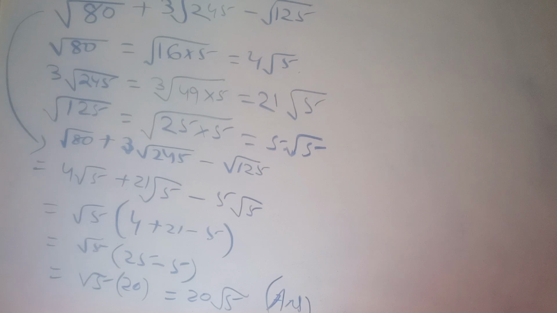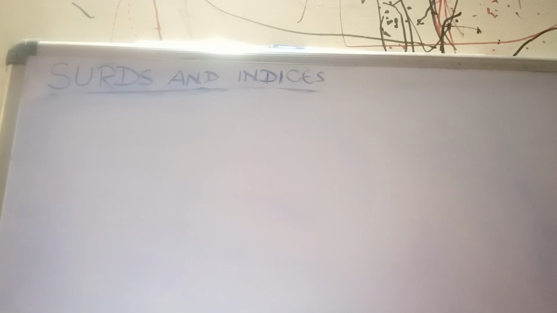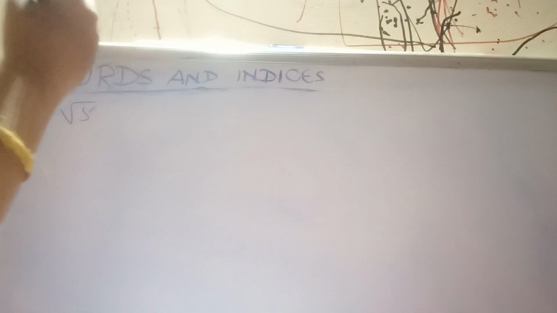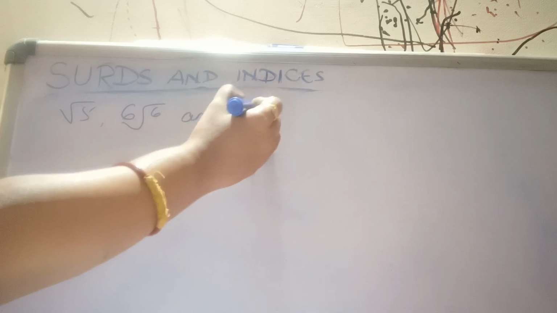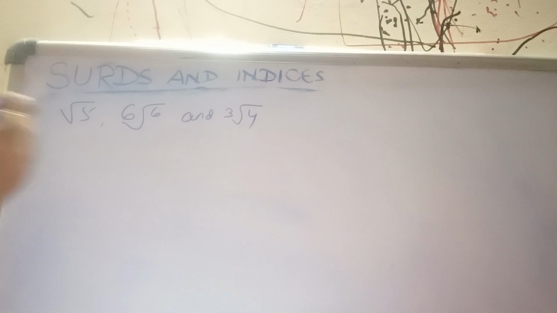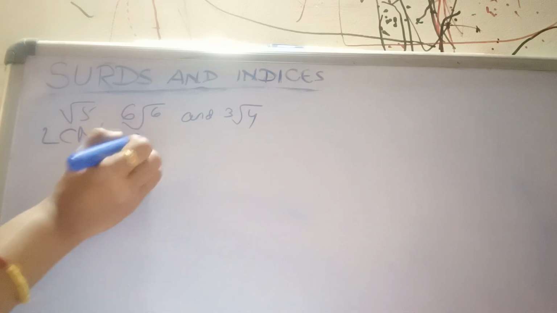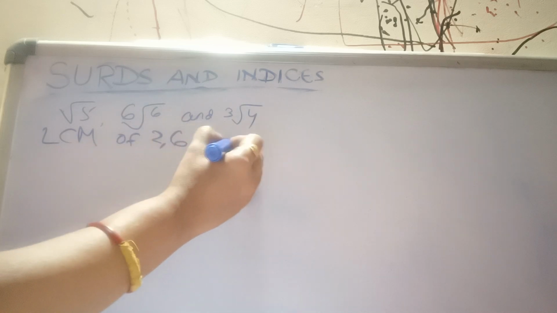Now let's see multiplication and division. Before that, we have to clear the board. To multiply or divide the surds, we make the denominators of the powers the same, as we did while arranging them in increasing or decreasing order. Then multiply or divide as usual. Now find the value of root 5, sixth root of 6 and cube root of 4. This is the question. So here it is 2, here it is 6, this is 3. So the LCM of 2, 6 and 3 is 6.